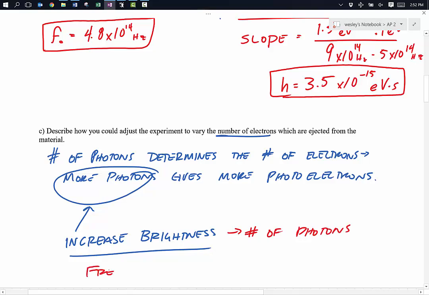Frequency tells me not number of anything, but frequency tells me energy of the photon, which is related to the kinetic energy of the ejected electron.